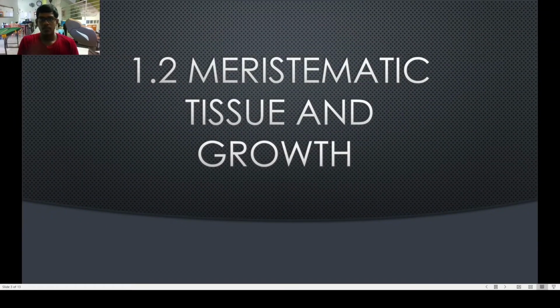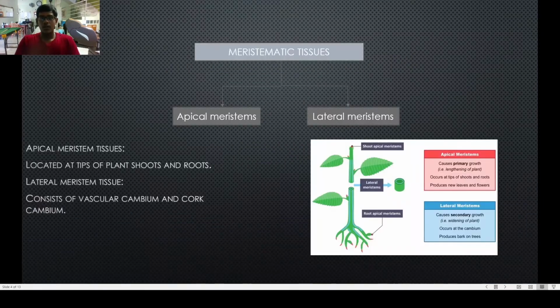Hello everyone, my name is RAESHAKTI SOKALINGAM, and today I'll be discussing subtopic 1.2, which is meristematic tissues and growth. Okay, in meristematic tissues, there are two components, which are apical meristems and lateral meristems. Apical meristems are located at the tips of plant roots and shoots, while lateral meristems consist of vascular cambium and cork cambium.